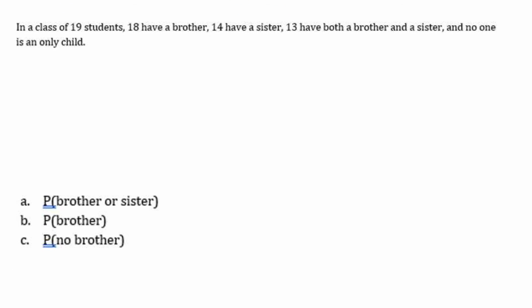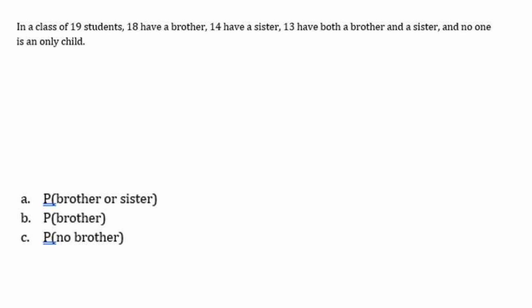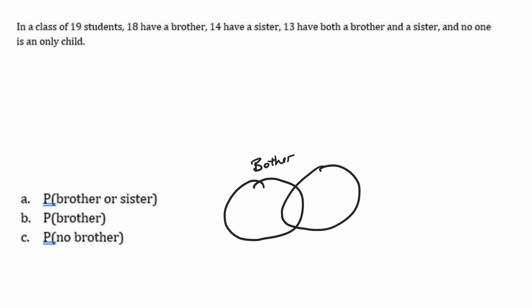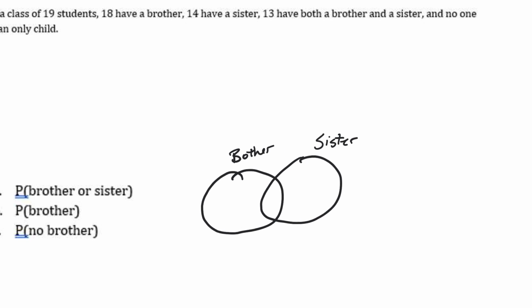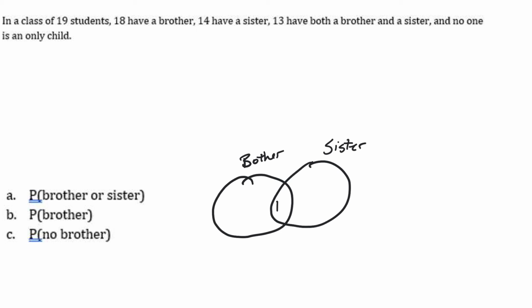All right, let's take a look at our next Venn diagram. So as we take a look at our Venn diagram here, it says we have a class of 19. 18 have brothers. So we have a brother box. And then it says there are 14 that have sisters and 13 that have both. So we do have some overlap in this one. And again, do not let the size of the portions dictate anything, because if you notice, 13 have both.